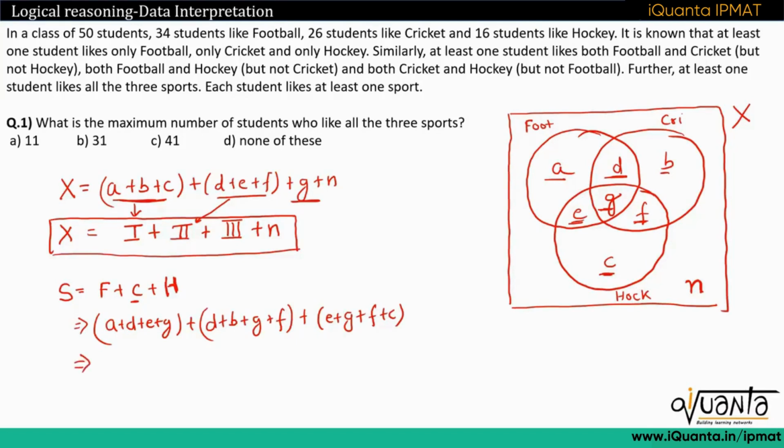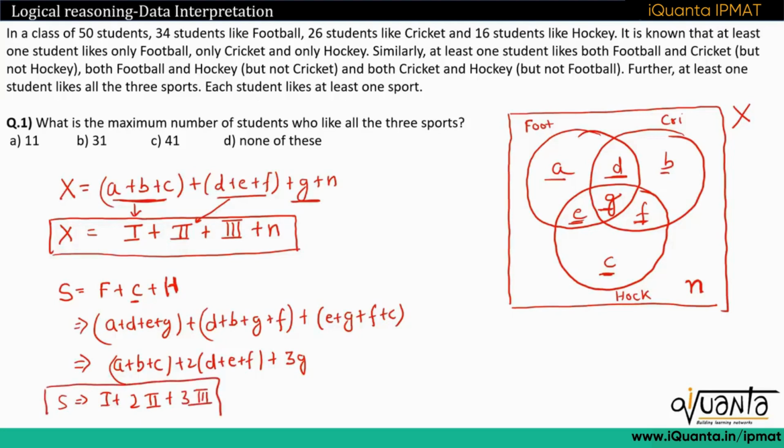Now if I rearrange them to write the equation in the form of exactly 1 plus exactly 2 plus exactly 3, then I can rewrite it as A plus B plus C plus 2 times D plus E plus F plus 3 times G. So S will be equal to exactly 1 plus 2 times exactly 2 plus 3 times exactly 3. This will be another equation that will be helpful to solve questions on Venn diagram optimization. So we'll be using both of these equations. I hope you understood how we derive these. So we'll be using only these equations now.